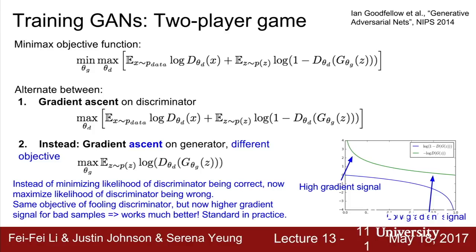And so this has the same objective of fooling the discriminator, but it actually works much better in practice, and a lot of work on GANs that use the vanilla GAN formulation is actually using this objective.